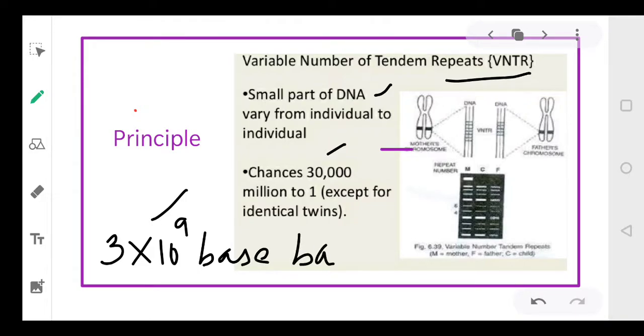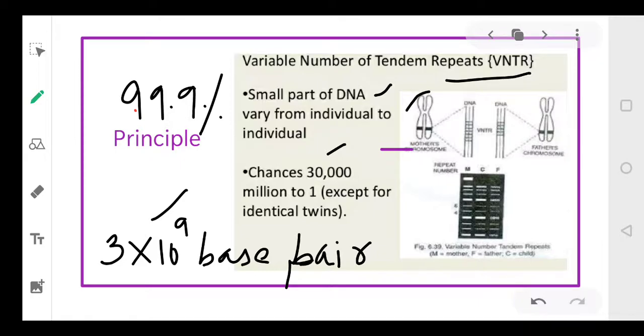Out of this, 99.9% of the base pairs are similar in each individual, so all human beings have this much percentage similar. There is only a small fraction of DNA that will be different from one human being to another, and that particular portion of DNA is called variable number of tandem repeats, right?